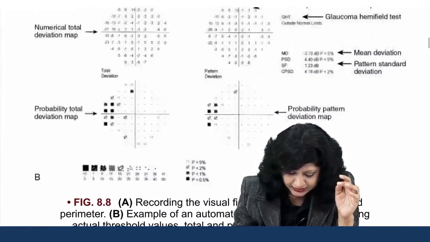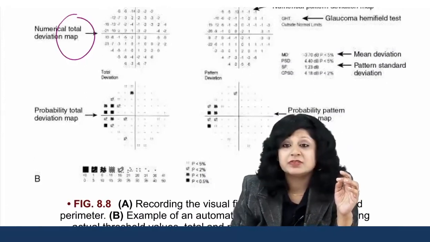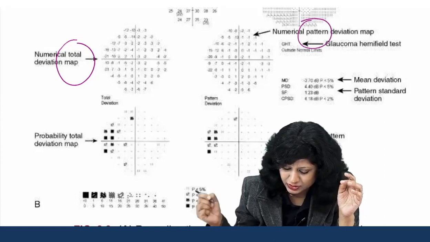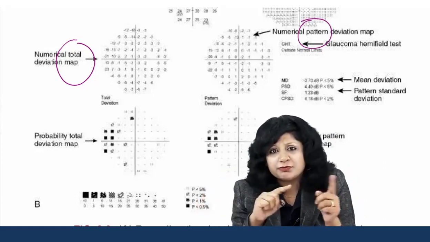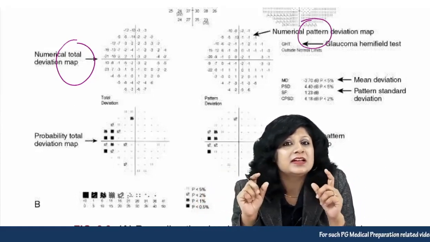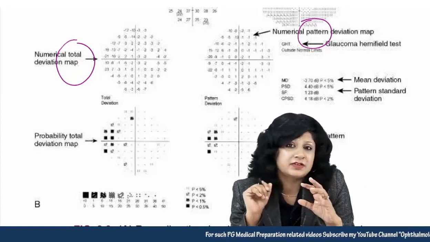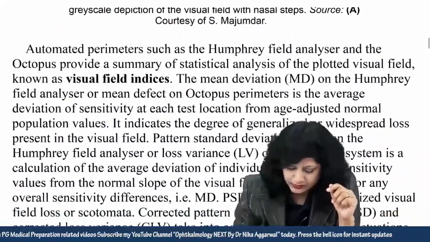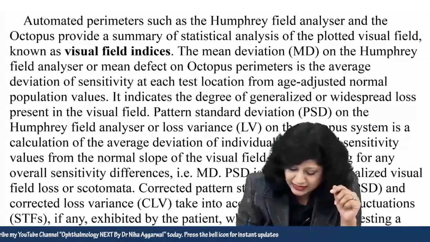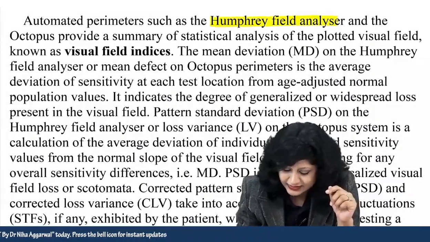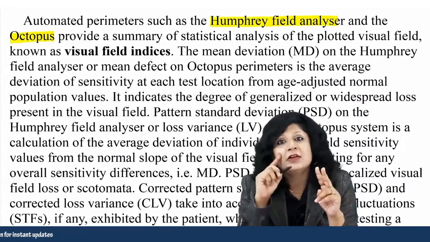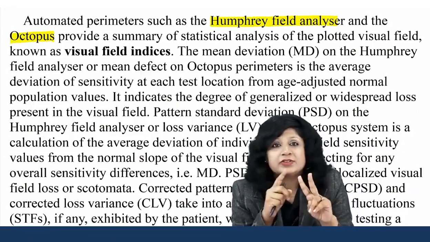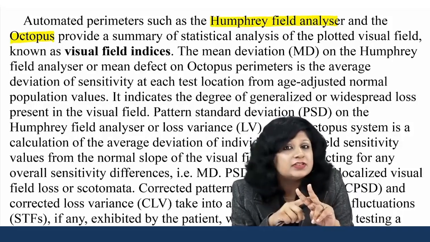So here is your total deviation map. This one is your total deviation map, and these are your pattern deviation maps. And as I told you, if both of them are looking similar, that means there is some localized visual field defect. Now the automated perimeters: we have got the Humphrey field analyzer and the Octopus. Now indirectly you have got the names of two automated perimeters. They could be asked. One is your Humphrey field analyzer and one is your Octopus.